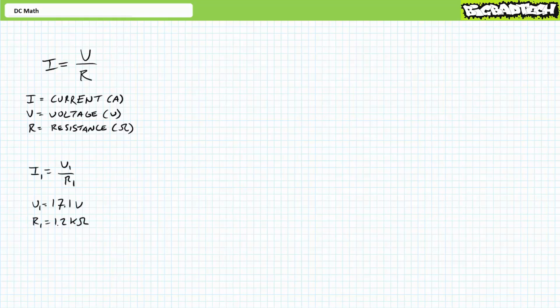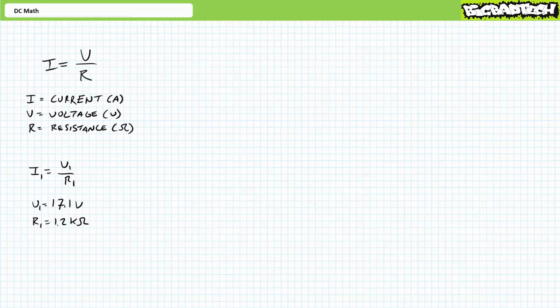For example, let's say resistor 1 has a resistance of 1.2 kiloohms. It's additionally known to have a 17.1 volt differential across it. Solve for current. I1 equals V1 over R1. Note R1 has a value of 1.2 kiloohms, i.e. 1,200 ohms expressed in the base unit.